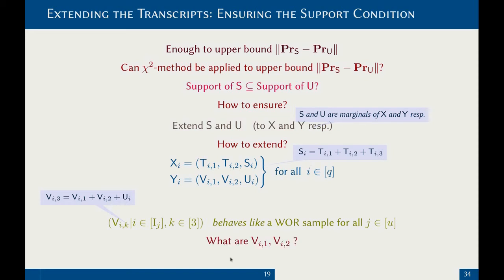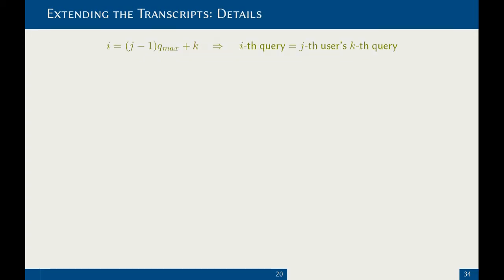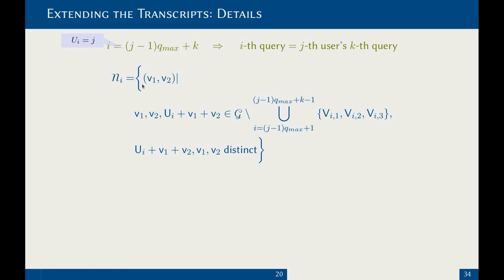Now, the question is, what are V_i1 and V_i2? We have not defined them so far. In order to see what V_i1, V_i2 are, let i be given by this expression. So, the ith query is the jth user's kth query. So, the user for the ith query is j, and we consider the set of all tuples V_1, V_2 such that V_1, V_2 and U_i plus V_1 plus V_2 belong to this set. G is the set 0, 1 to the n, and we are discarding all the V_i's that belong to the jth user.